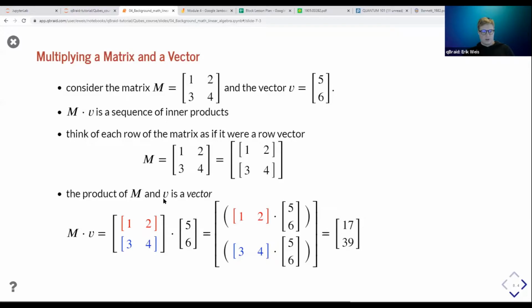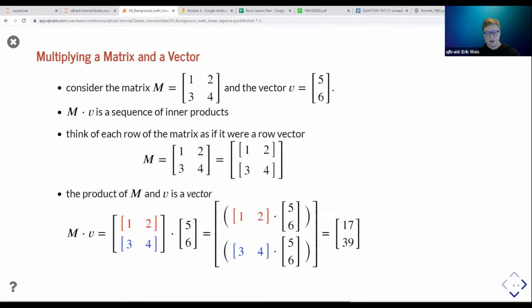And we're going to think of each row as a row vector where we are taking the inner product with the vector in question. So you see we have the first row of the matrix, and we're going to take the inner product of that with the vector. And then we're also going to take the second row of the matrix and take the inner product of that. And we have two inner products. If you'll remember from yesterday's talk about vectors, the result of an inner product is just a single value, a number.